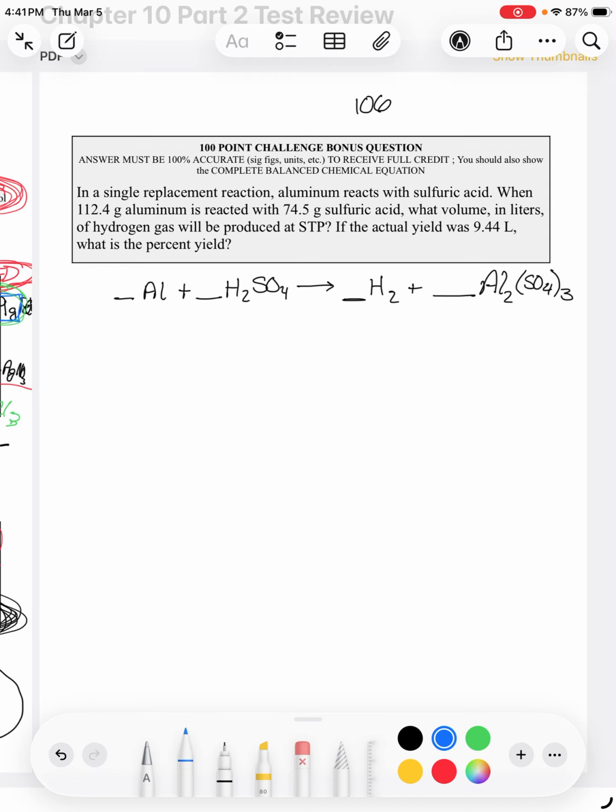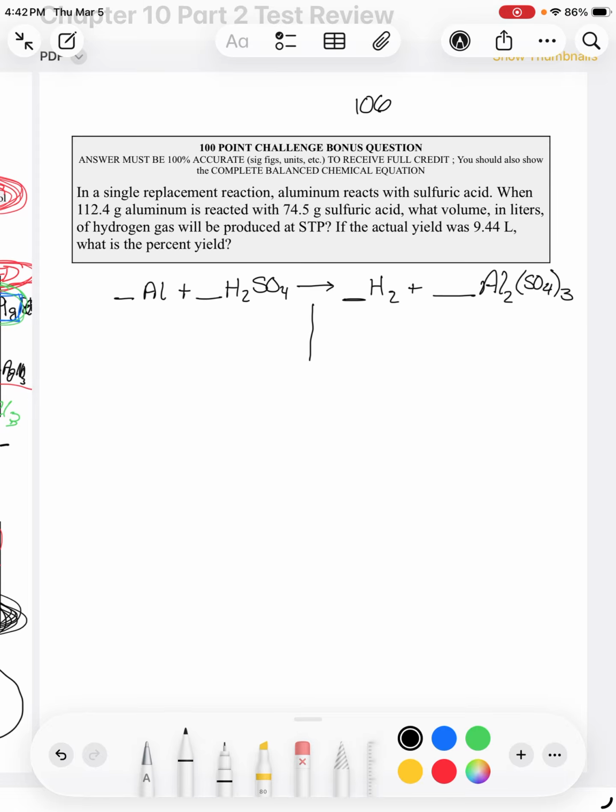How did I get those subscripts? Well, just for a quick reminder, aluminum has a +3 charge, sulfate has a -2 charge according to your polyatomic ion chart. Each element's charge becomes the other element's subscript, and that gives us those subscripts. Cool? Yes, Mr. Allen, very cool.